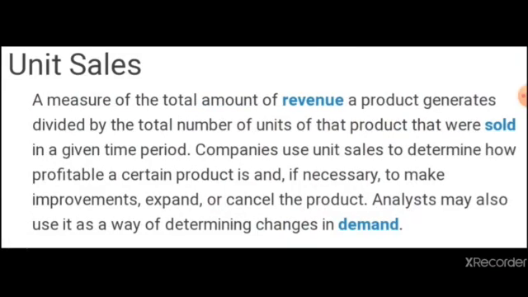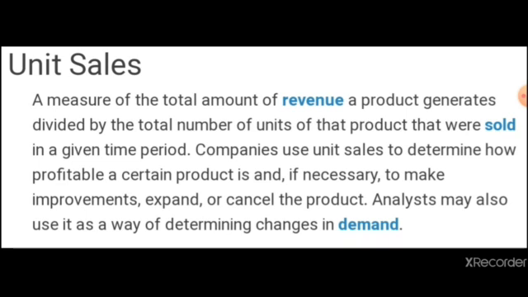Unit sales, that means it is a figure that will give a proper amount of revenue generated in anticipation of the demand. A measure of the total amount of revenue a product generates divided by the total number of units of that product that was sold in a given time period.